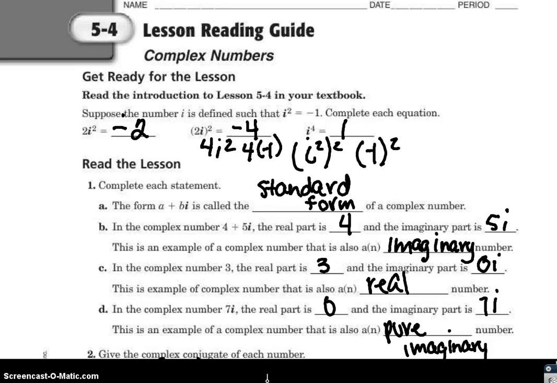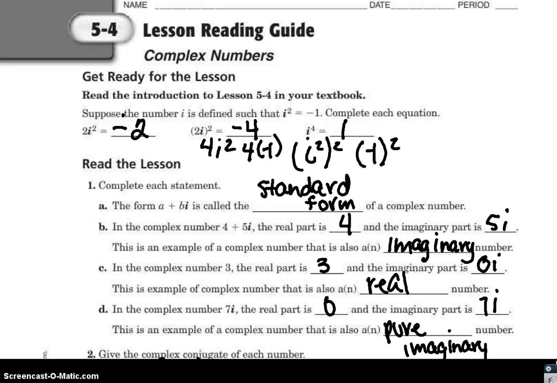Okay, those definitions we've talked about a little bit. So let's look at a few more examples. It says we're going to give the complex conjugate of each number. Now, what is the conjugate? We defined it a little bit ago. Y'all should have said it's where I change the sign of the imaginary number.